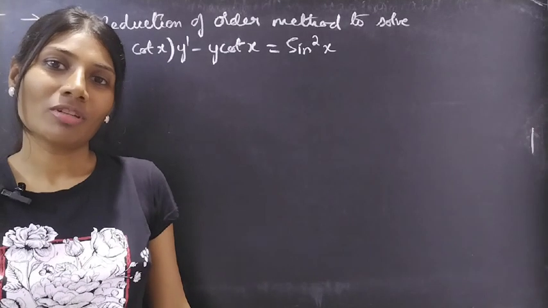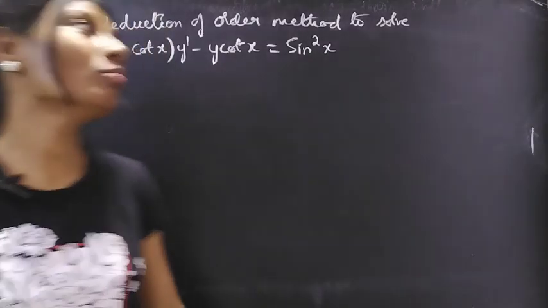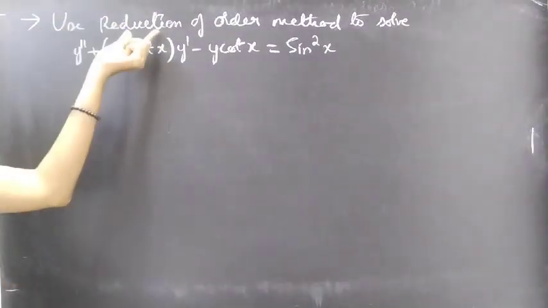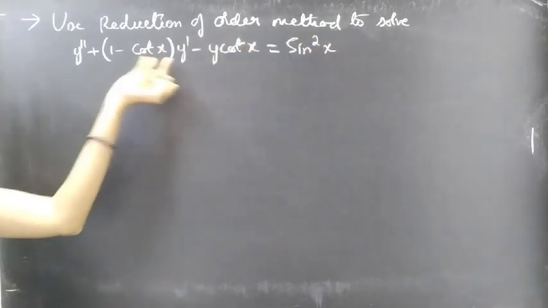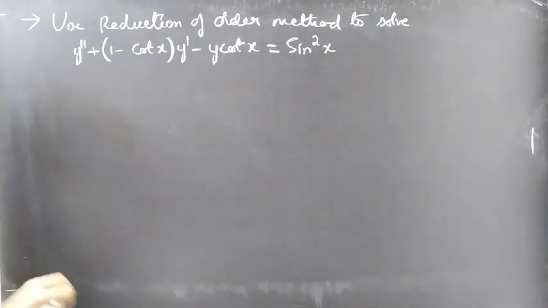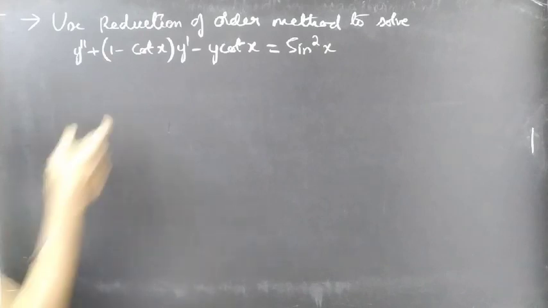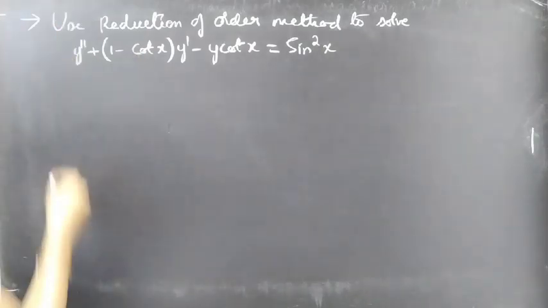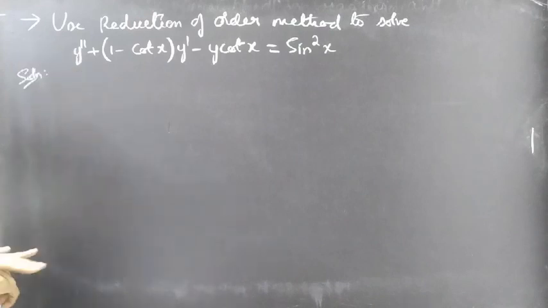In this video, we are going to solve a differential equation using the reduction of order method. So let's get going. Problem: use the reduction of order method to solve y'' + (1 - cot x) y' - y cot x = sin²x. So we are given a differential equation of order 2, and it also has variable coefficients, right? So now we are going to use the reduction of order method.